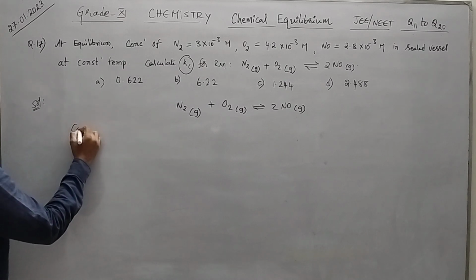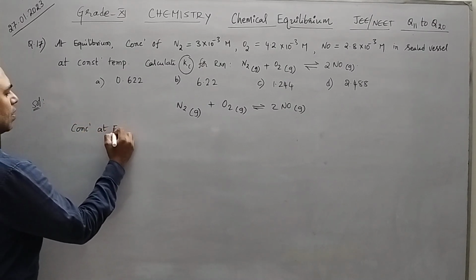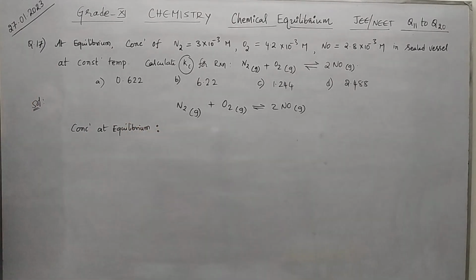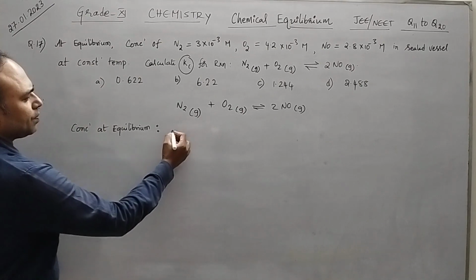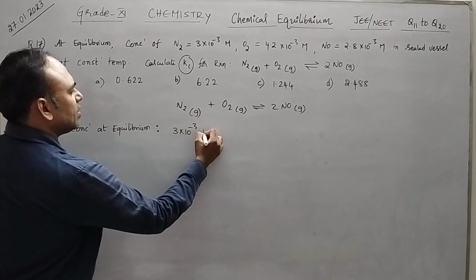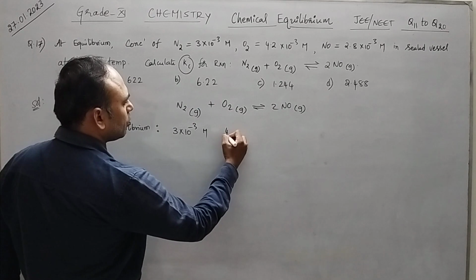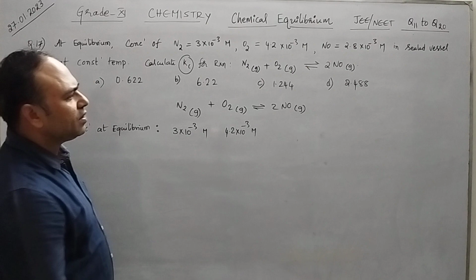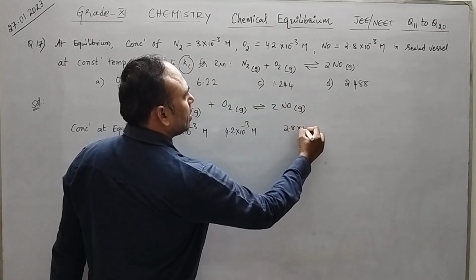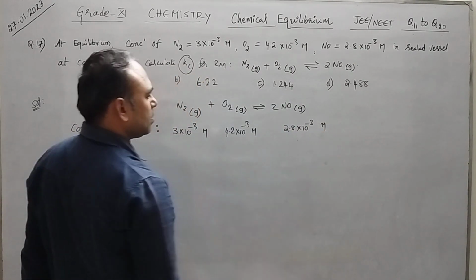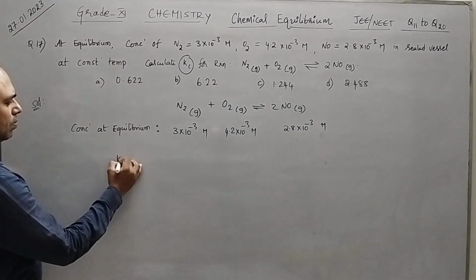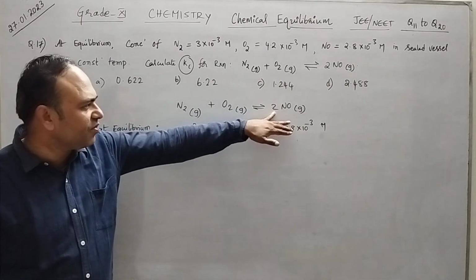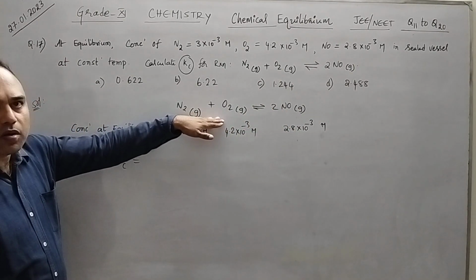What is that? So the concentration at equilibrium, they have mentioned the concentration directly at the equilibrium. N2 is 3 into 10 power minus 3 molar, O2 is 4.2 into 10 power minus 3 molar, and NO is 2.8 into 10 power minus 3 molar. And we know the formula, Kc is equal to the concentration of the products raised to the power of coefficient divided by concentration of reactants.